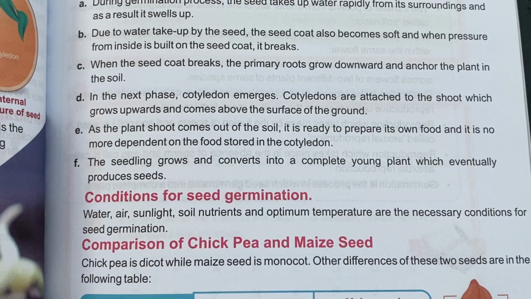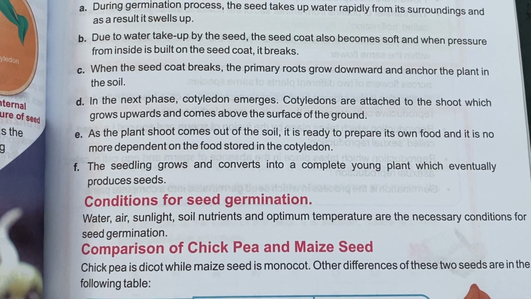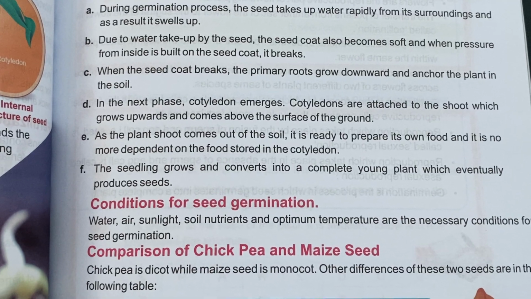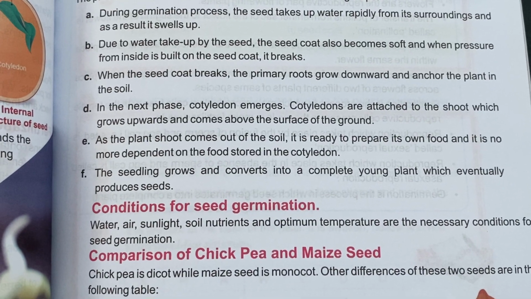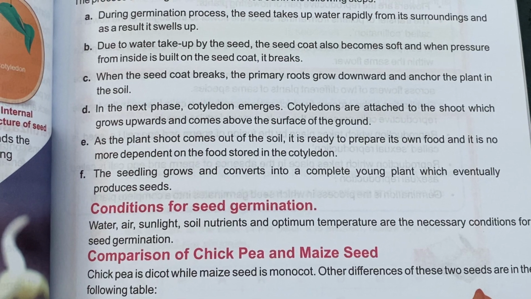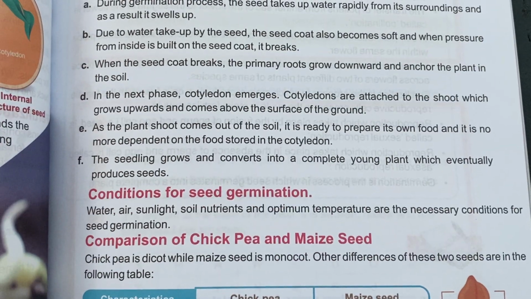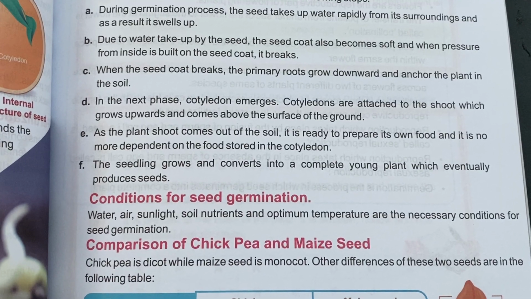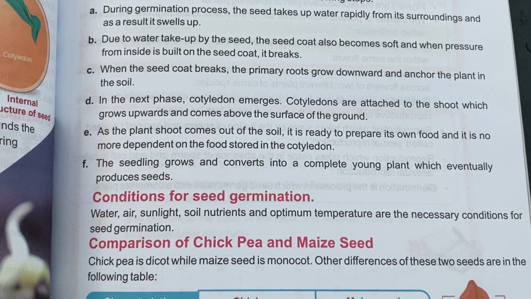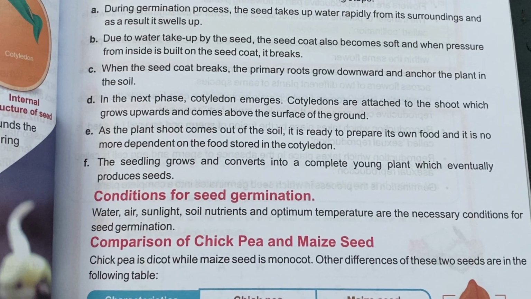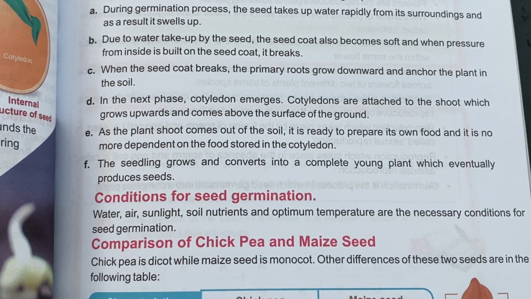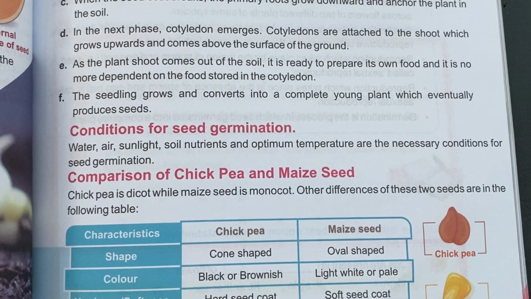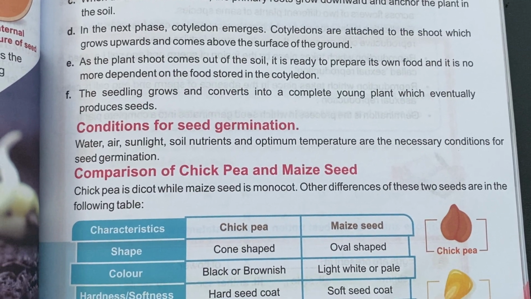In the next phase, the cotyledon emerges. Cotyledons are attached to the shoot, which grows upward and comes above the surface of the ground. As the plant shoot comes out of the soil, it is ready to prepare its own food, and it is no more dependent on the food stored in the cotyledon. The seedling grows and converts into a complete young plant which eventually produces seeds.